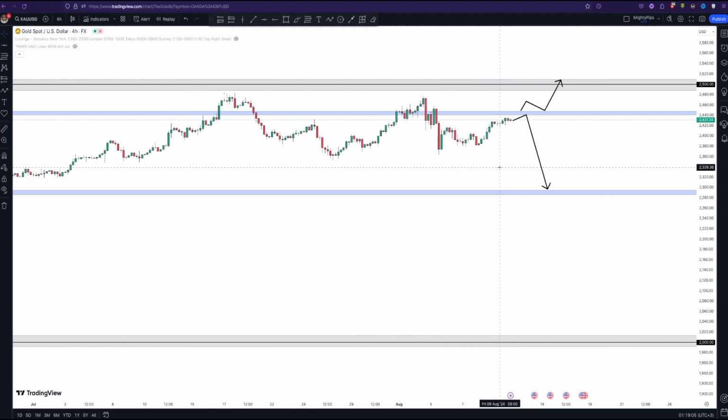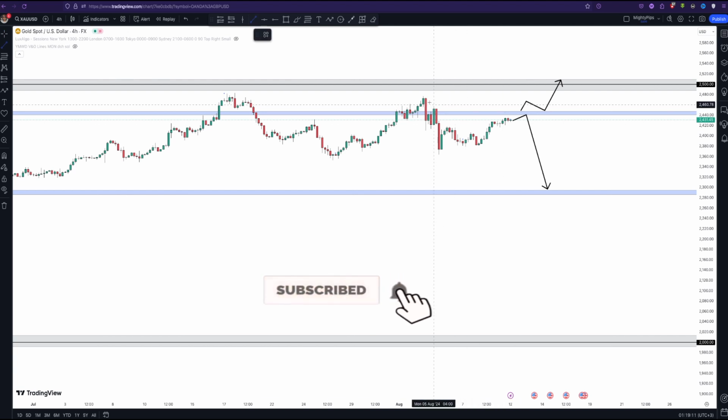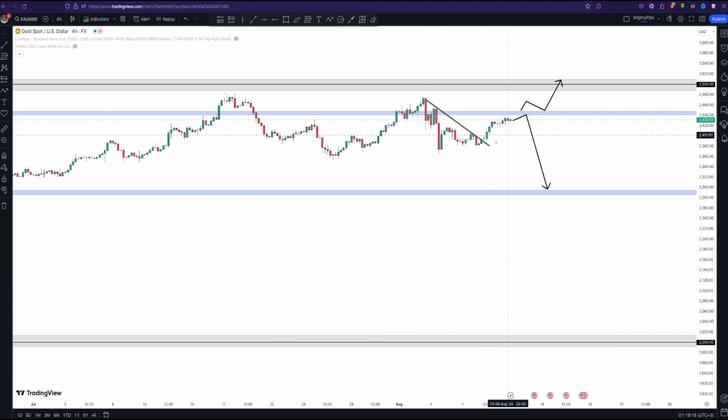Now, on the 4-hour chart, what do we see? We see that there is a current trend moving up. Remember that there was a trend here, okay? There was a trend here which was broken, and now there is a trend which is forming going up, okay?